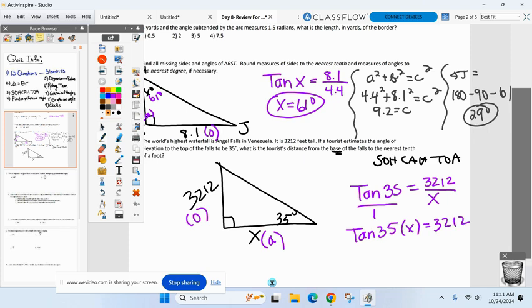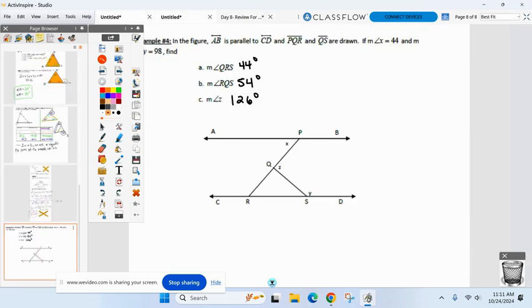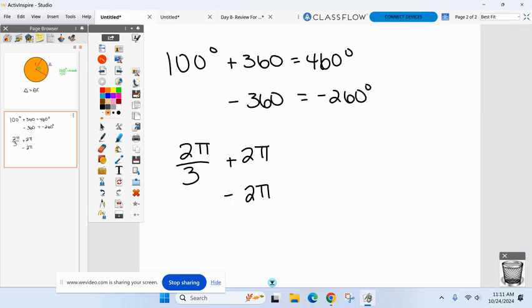And how do I get rid of that? Because I do have to do something here. Divide both sides by tangent of 35. And you can do that right in your calculator. And then round where you need to. Good, Leah? Yep, thank you. You got it. All right, one last call here, back to the topics.